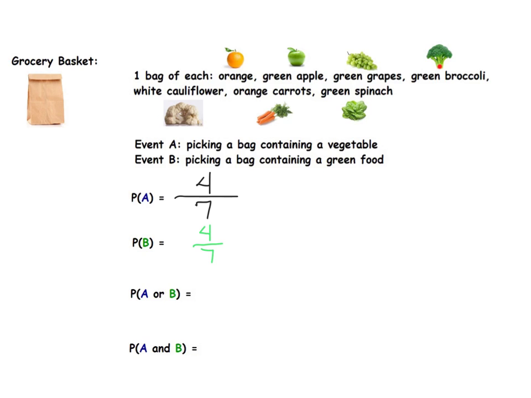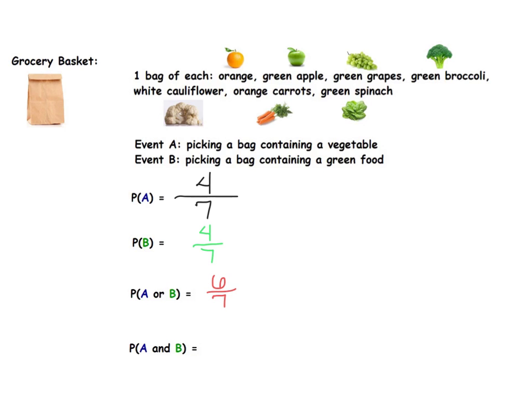Here's green, that's 3. Cauliflower, it's not green, but it is a vegetable, so we're going to count it. So that's our 4th. Carrots are a vegetable, that's 5. And spinach is a vegetable. And so that gives us 6 items. So in this case, the probability of A or B would be 6 over 7.